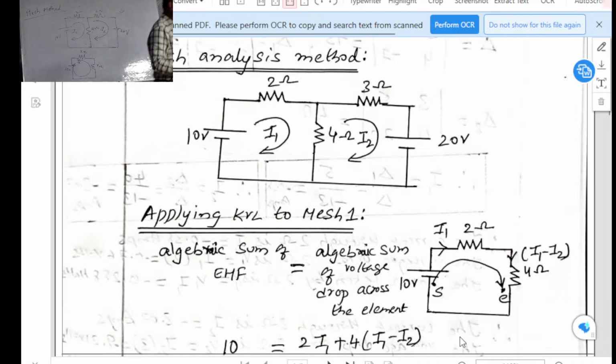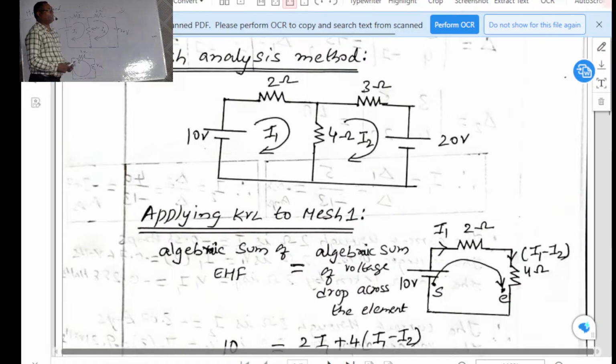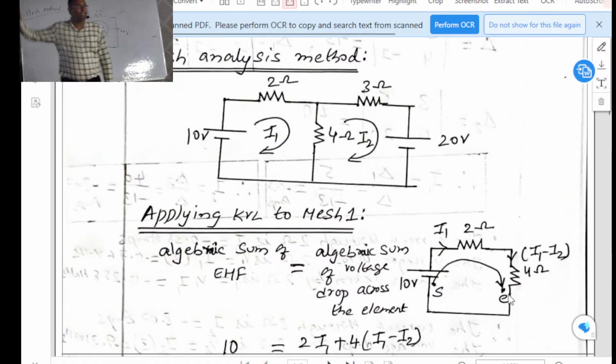You can go anywhere, it's your wish. Here I have taken 2 as the starting one, and 10 as the ending one. You can take this one or that one; you'll get the answer. You can take any one, but start at some point, go clockwise, and end at some point.